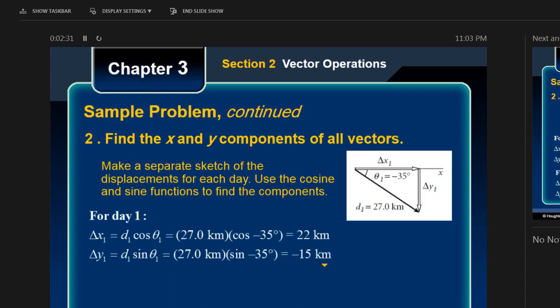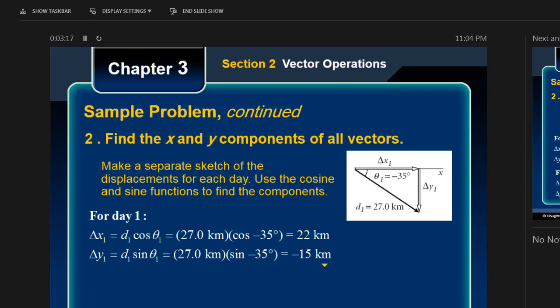The first vector, which has negative 35 degrees, theta 1, has d1 of 27 kilometers. For such a vector, it should have delta x and delta y. And the law for delta x and delta y, whenever we have an angle, is that delta x will be d multiplied by the cosine of that angle, which is cosine theta 1, while delta y is going to be the displacement d1 multiplied by the sine of theta 1.